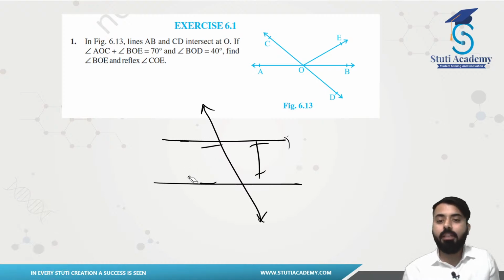So in parallel lines we had what? We had our alternate interior angles, we had vertically opposite angles, we had corresponding angles.